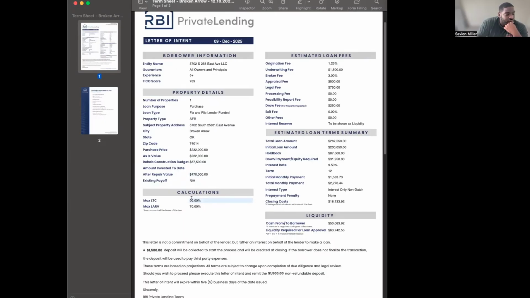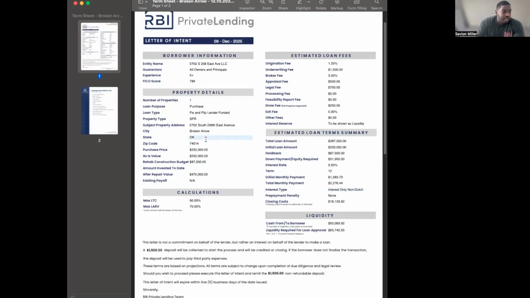So you can see here the LTC and the LTV. This LARV is loan to after repair value. The LTC is loan to cost. So we're at 90% loan to cost, which is great. And then in terms of the origination, we're at 1.25%, and they're at a 9.5% interest rate. This is going to be a 12-month loan, interest only, non-Dutch. Non-Dutch means you're only paying interest on what you use.